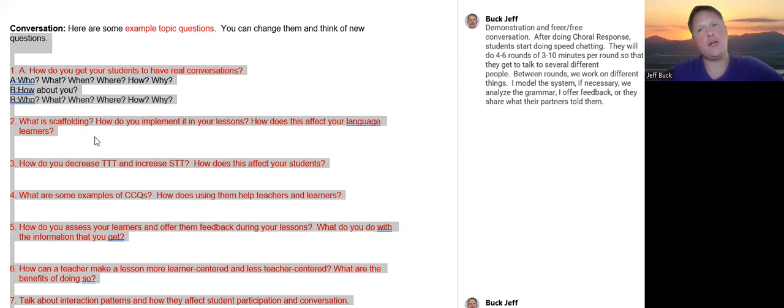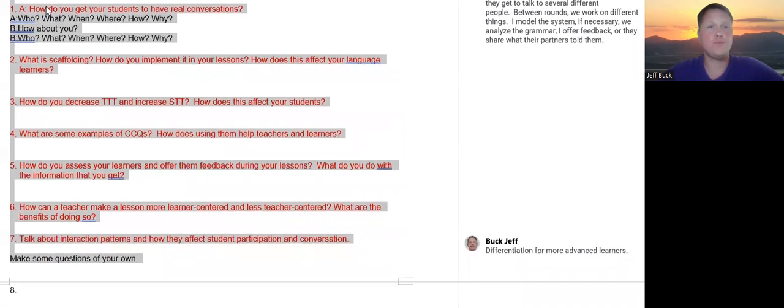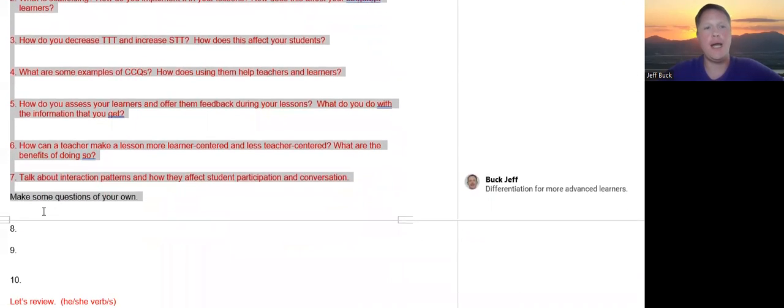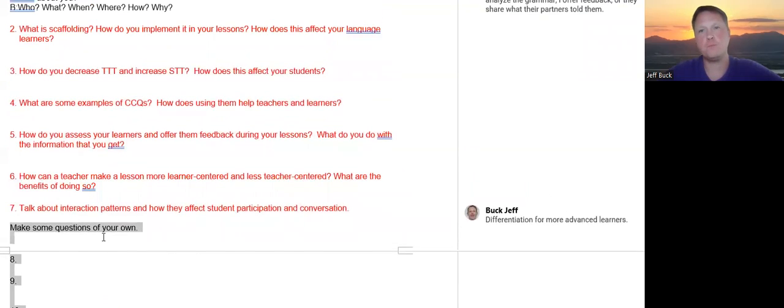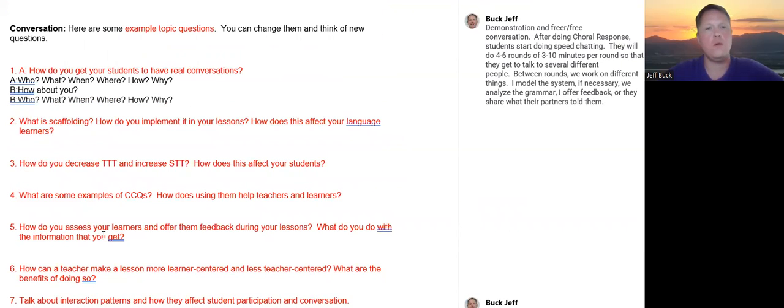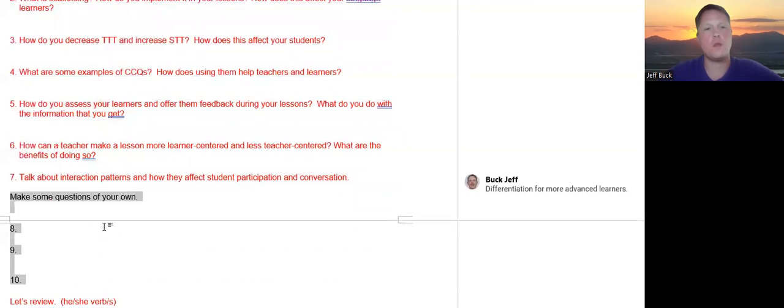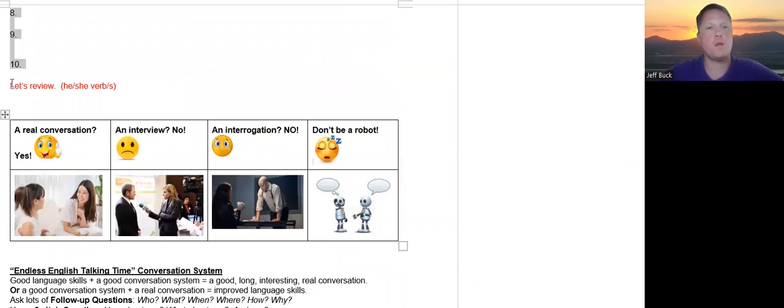And also after the 2nd or 3rd round, they're told not to read anymore, so they're not just reading the questions. And for the purpose of differentiation, there's a space down here for them to make extra questions. Okay. And they're told to have a real conversation, and they're helped to have a real conversation. That's what the purpose of my system is. Not an interview, not an interrogation, not 2 robots talking.